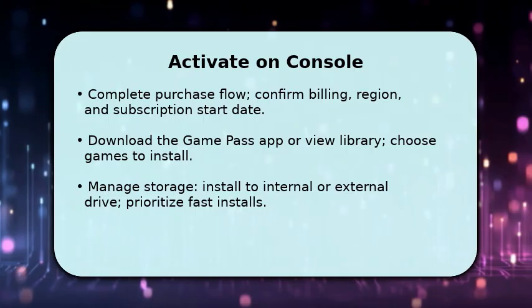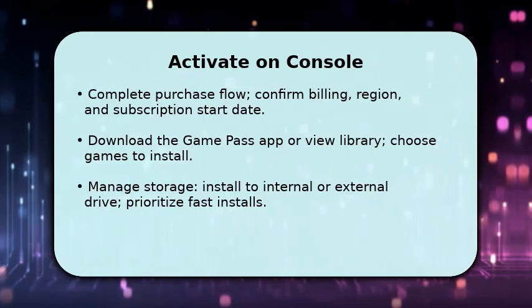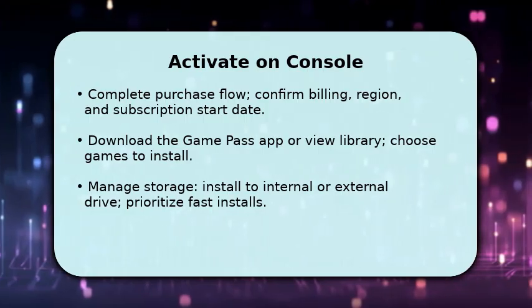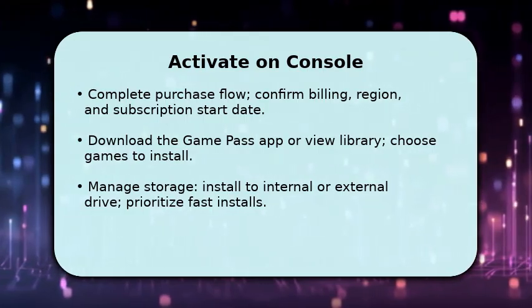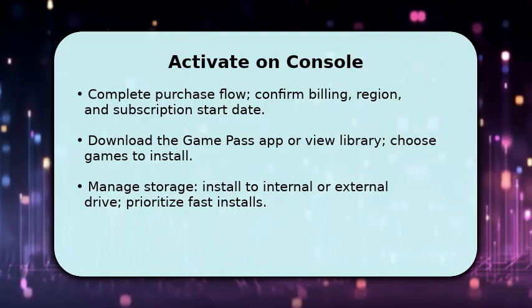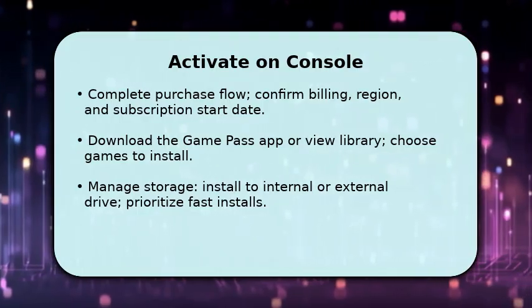This avoids activation errors. After the transaction finishes, install the Xbox Game Pass app or open the Xbox app section labeled Game Pass to browse included titles. Pick a game and press Install. Choose internal or an attached external drive.